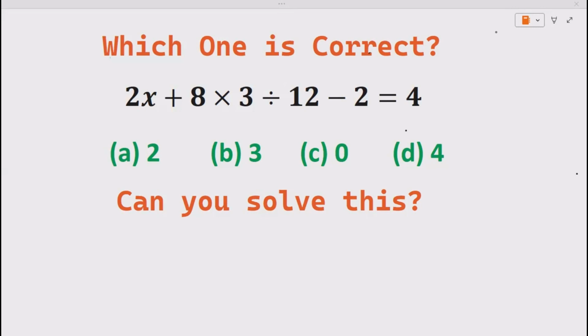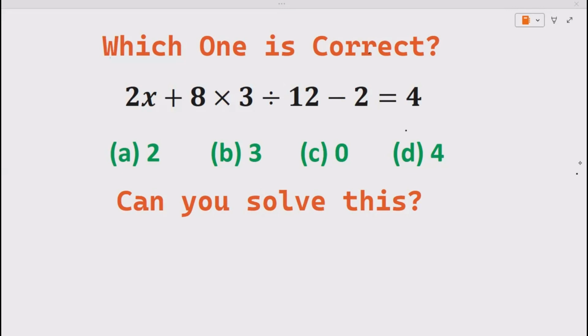Our today's question is about an arithmetic equation in which we have an unknown variable x and we have to solve this equation. Before solving this equation, you have to first know the rule which we have to use to solve any arithmetic equation in mathematics. Here we are given four available options and we have to choose the right one for this equation.